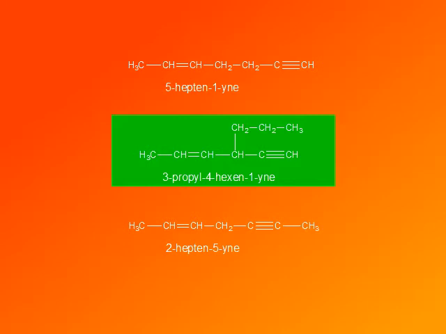Following the rules you just learned, we will include the number for the double bond before the name of the parent chain, so that's 4-hexene, and split the suffix, and in that split include the number for the triple bond. That's number 1. So 4-hexene-1-ine. Finally, we should name the substituent. That's a propyl group, and it's on carbon 3. So the complete name is 3-propyl-4-hexene-1-ine.